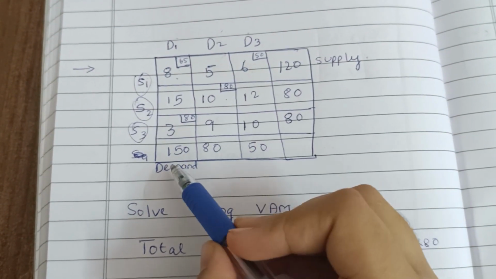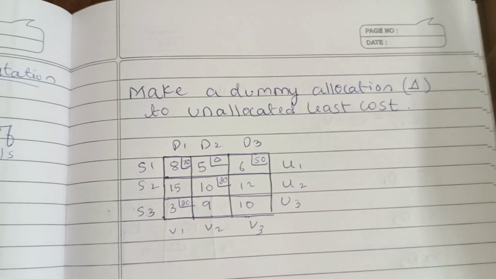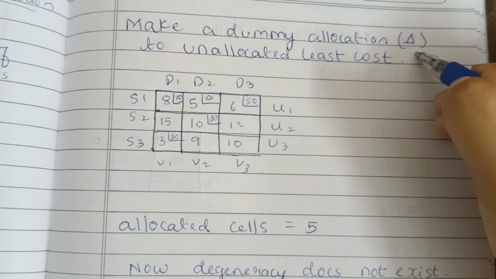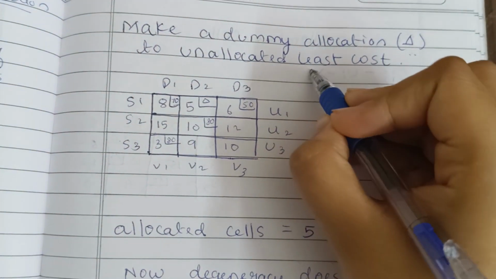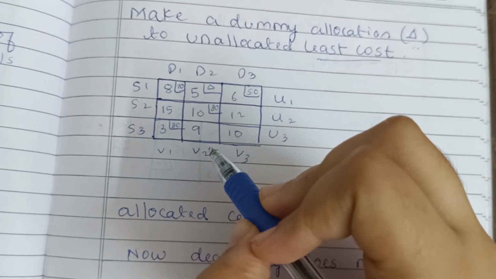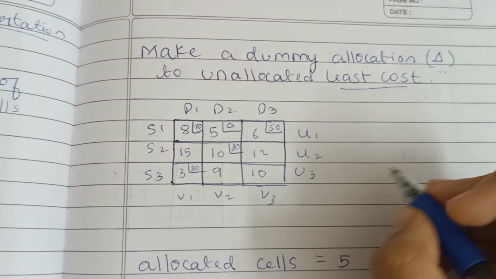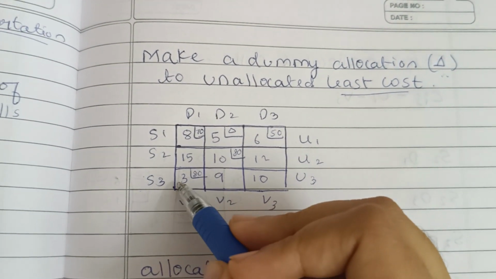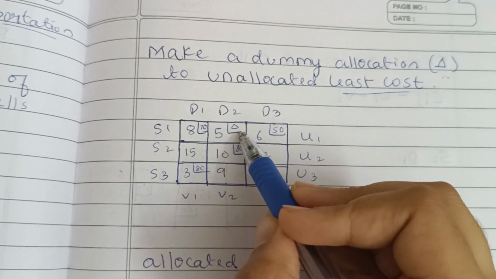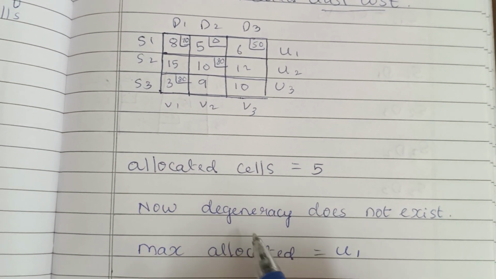We should not choose the demand row and the supply column. Now that we know the degeneracy exists, we should make a dummy allocation. Dummy allocation is made to the least cost element. Least cost element means the element which is the least here. We have this number 3, but it is already allocated, hence it is not considered. Next we have 5. So we have selected 5 for the dummy allocation. So now the allocated cells will become 5. So now the degeneracy does not exist.